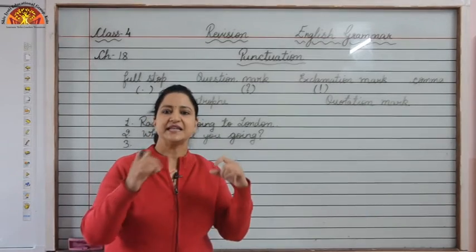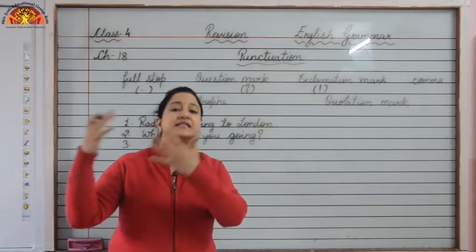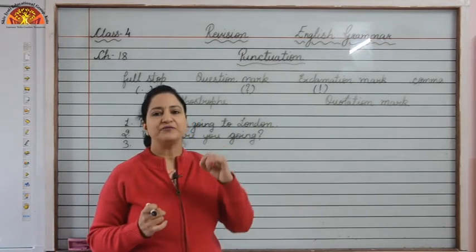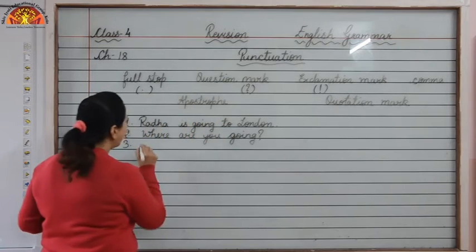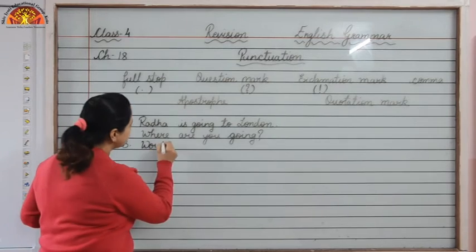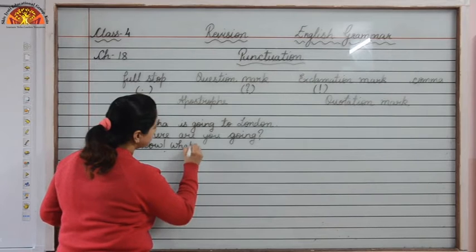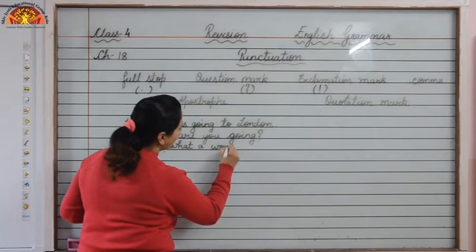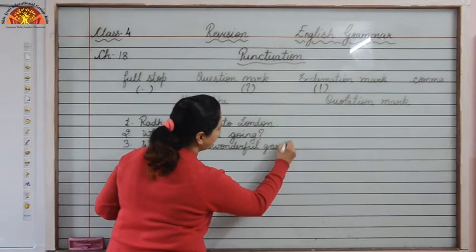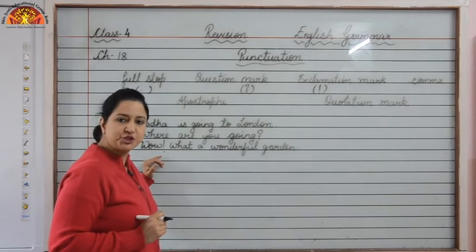In this sentence I am expressing my happiness, my joy, my excitement after seeing this garden. Wow, what a wonderful garden. So here we have to use exclamation mark after the interjection wow. So this is an interjection, use exclamation mark here. Wow, what a wonderful garden. And put full stop. So here to use exclamation mark.